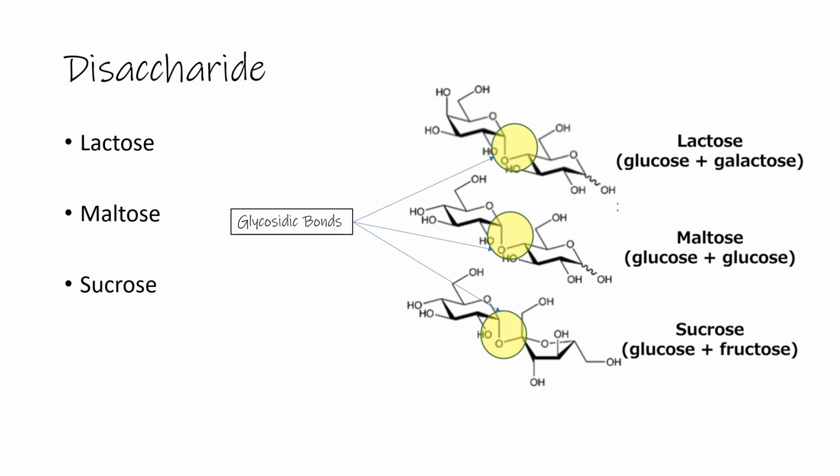Similarly, we can form other disaccharides in the same manner. For example, maltose is glucose and glucose combined, and sucrose is glucose and fructose combined. These disaccharides are joined together by a glycosidic bond.